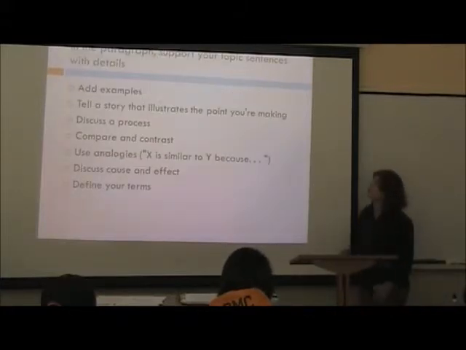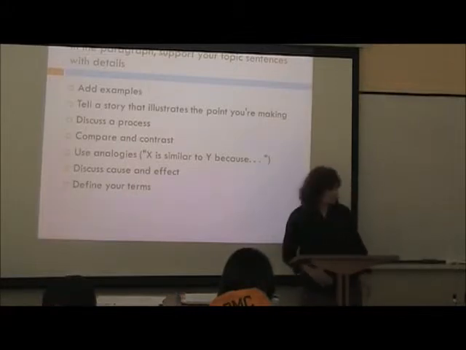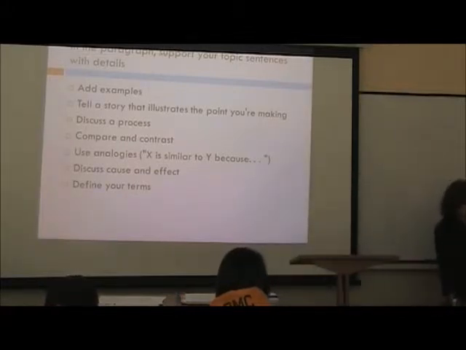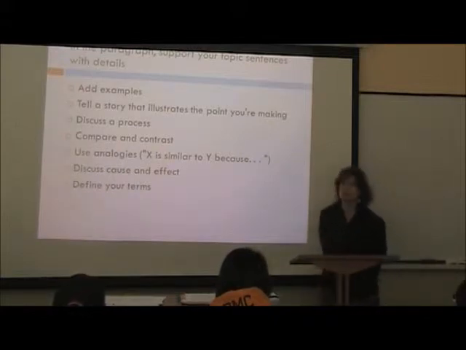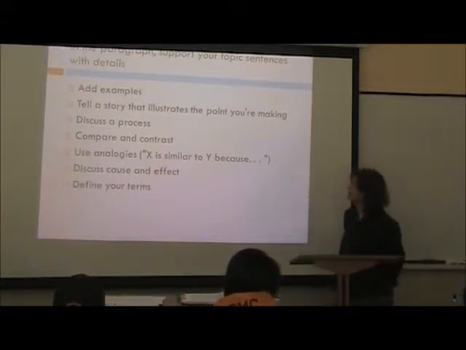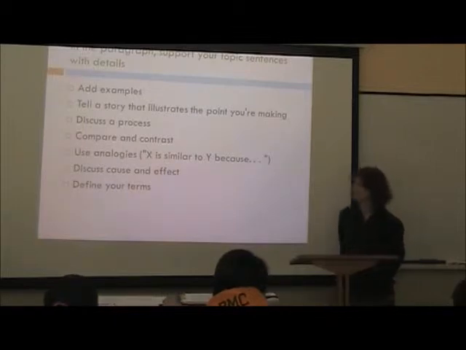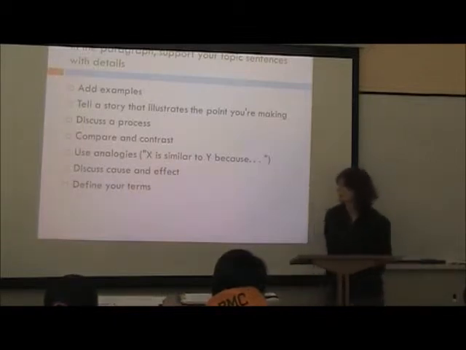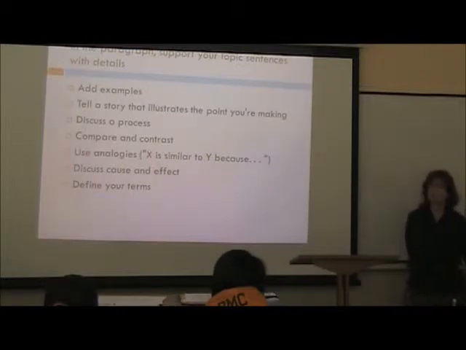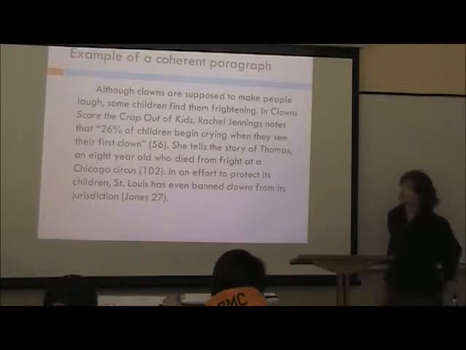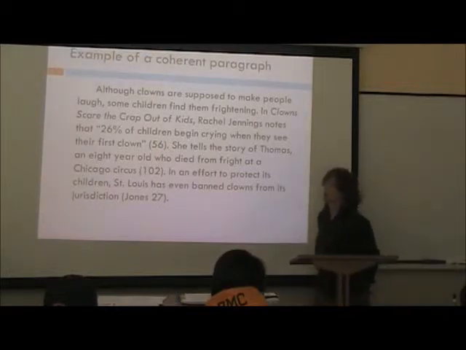Okay, so in the paragraph, once you've gotten your topic sentence, what you're going to do is go ahead and add examples to support it, and here are some details of the kinds of things you can add. Examples, tell a story, discuss a process, and so on. They talk about cause and effect. These are all different kinds of evidence, and you might be using more than one of these in the same paragraph. Okay, here's an example of a good paragraph.